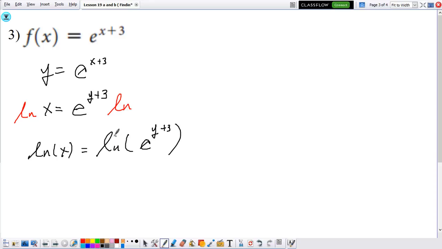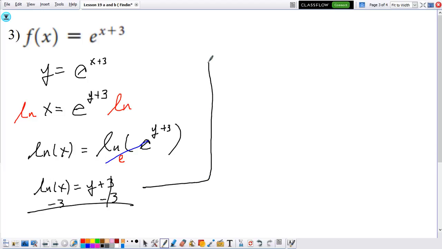The reason that we take the ln and not the log is because for ln, the base is e. And when the base is equal to the number that we have inside the log, they will cancel out. So now what we have here is ln x equals just y + 3. And now it's pretty straightforward how we need to solve for y. Well, let's subtract 3.